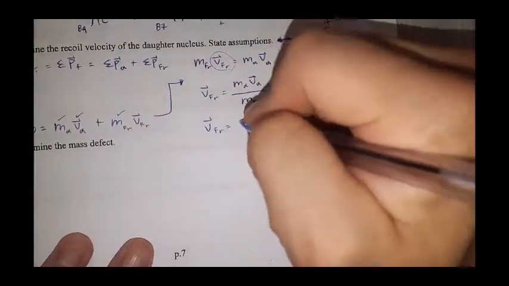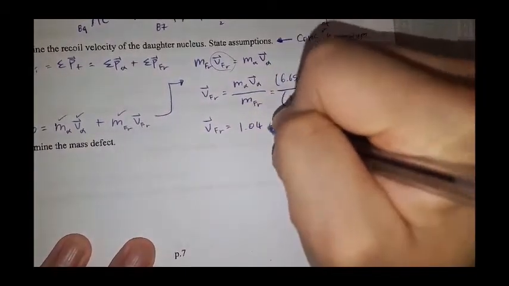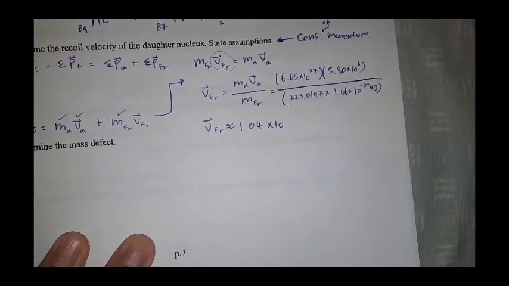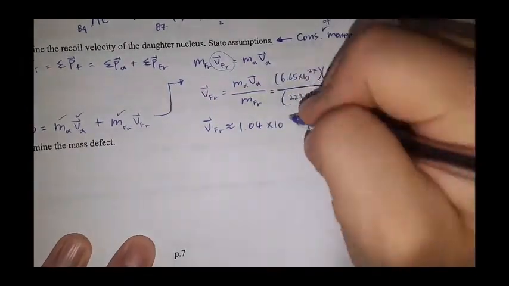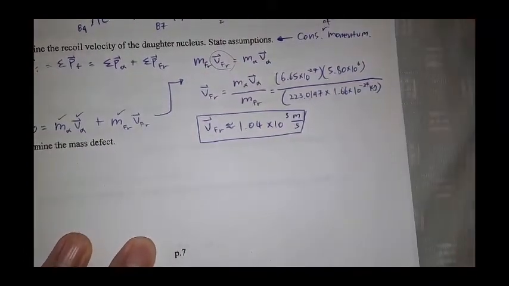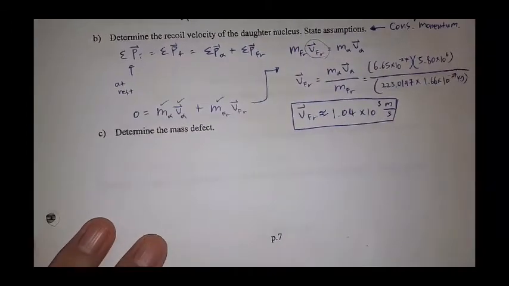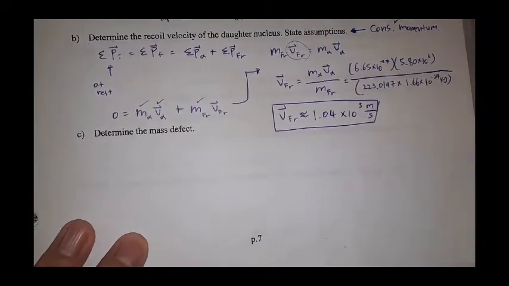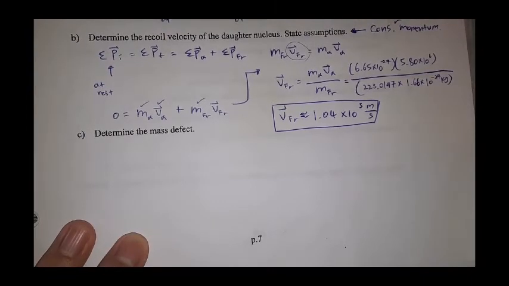It turned out 1.04. Of course, you need to round it up in this case, to 1, 2, 3, 4, 5. 10 to the power of 5 meters per second is the recoil speed of the daughter nucleus. So I used conservation of momentum as, how can I say, a little bit of an assumption.